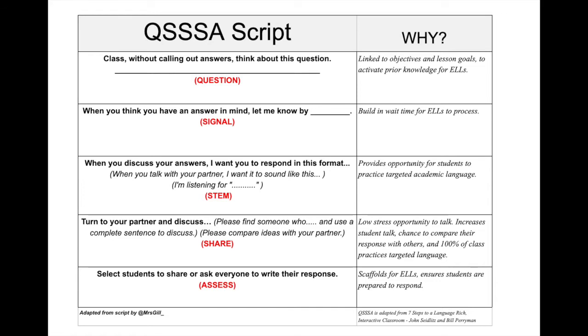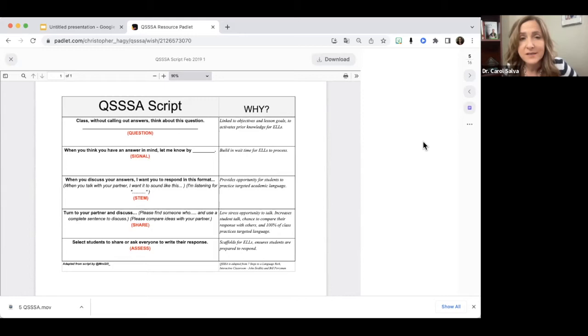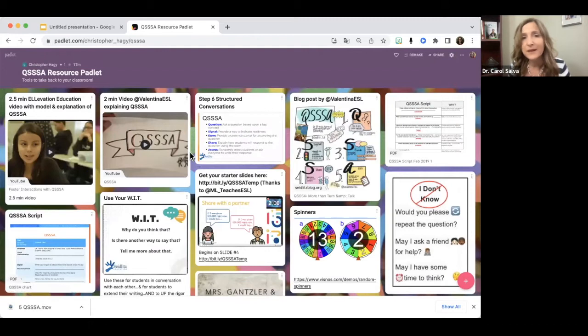This structure, like you're saying, solves for all those things. It's why it's so popular. I want to read just a couple things off that script. So her script has things like, when you discuss your answers, I want you to respond in this format. And then there's a blank. Turn to your partner or find someone who, or compare your idea. It just tells you what to say exactly as a teacher, and it gives a blank for you to plan one.